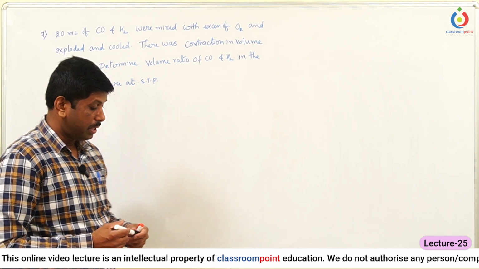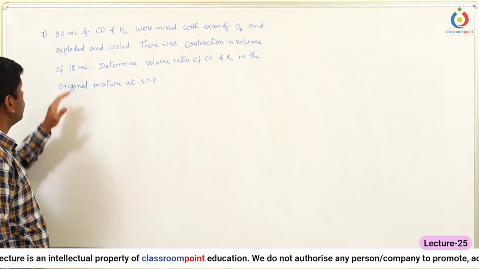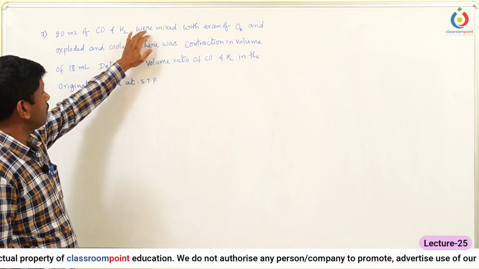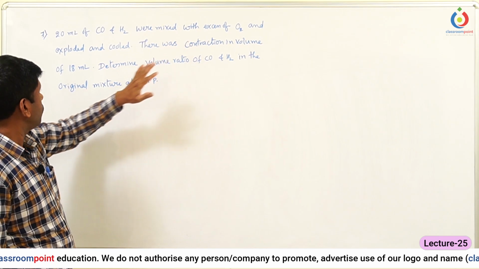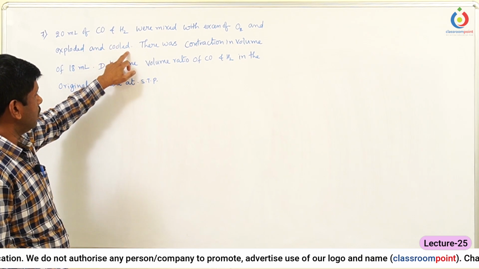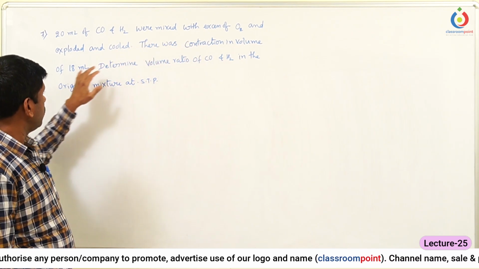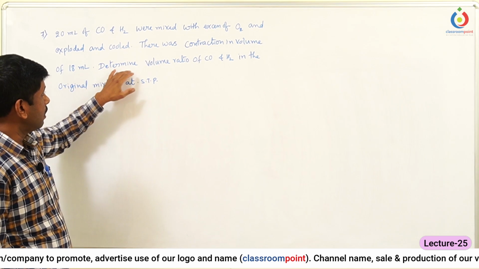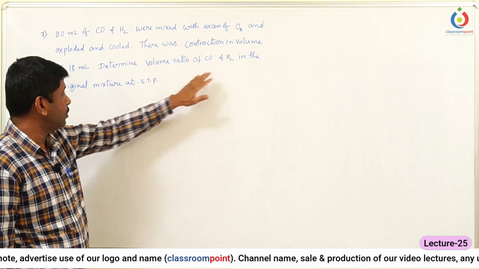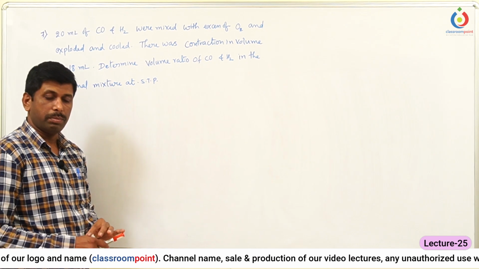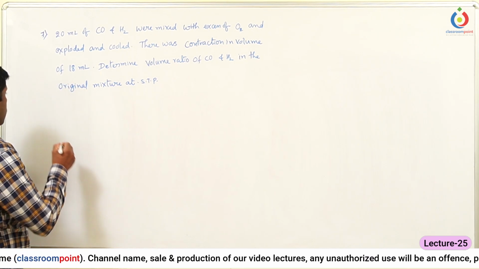Let's solve one more question here. The given question is: 20 ml of CO and H2 are mixed with an excess of O2 and exploded and also cooled. There was a contraction in volume of 18 ml. Determine the volume ratio of CO and H2 in the original gaseous mixture. So let's do that.